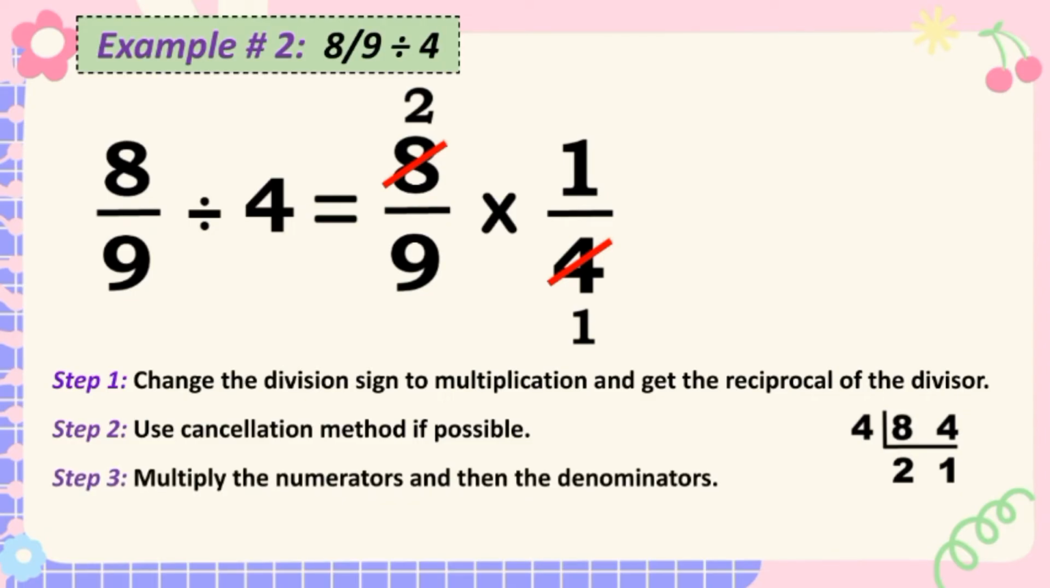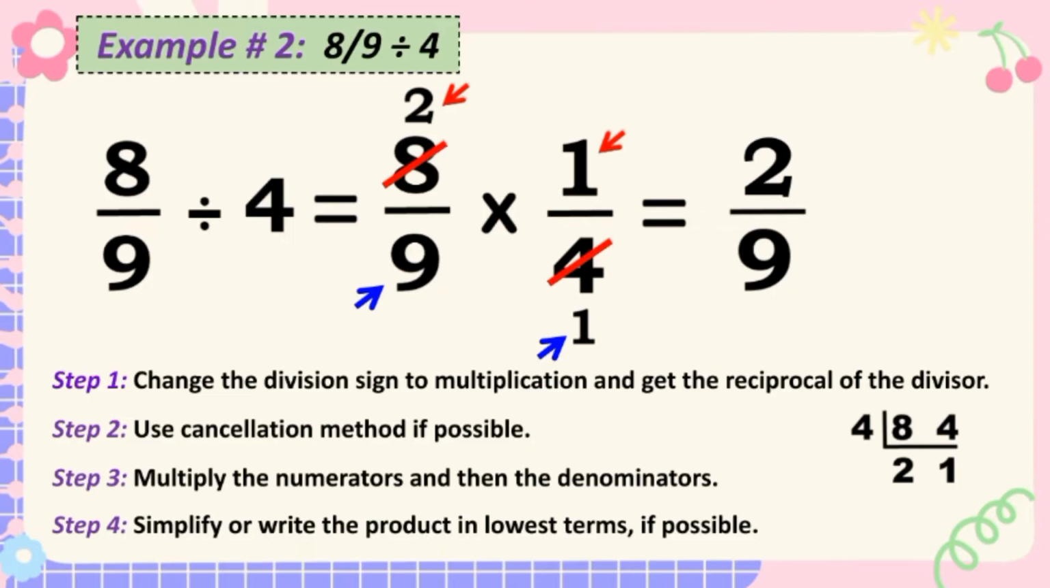Step 3. Multiply the numerators and then the denominators. 2 times 1 equals 2. 9 times 1 equals 9. Step 4. Simplify or write the product in lowest terms if possible. So, i-analyze natin. Ang 2 at 9 ay parehong prime numbers. Wala na silang GCF. Therefore, ang ating quotient ay 2/9.